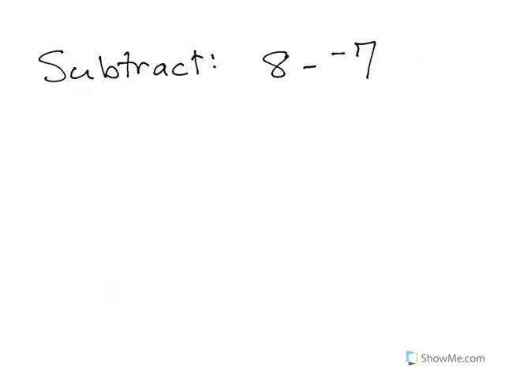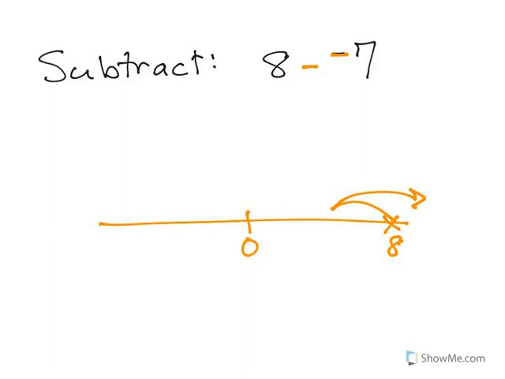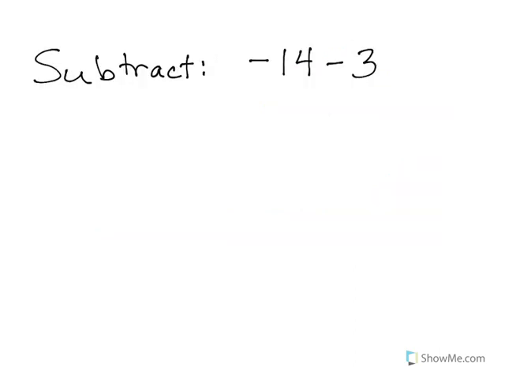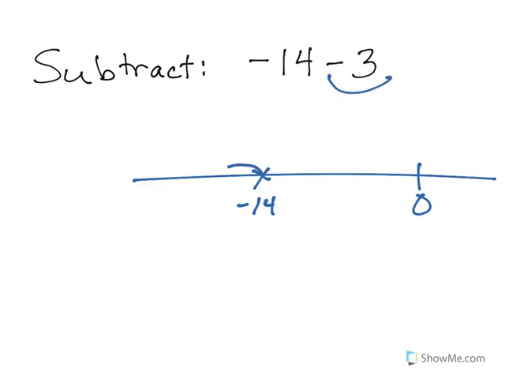So let's subtract 8 minus negative 7. Well, hopefully you say, hey, I have 2 negatives right here. So that means if I'm on a number line, I'm at 8 minus a negative. So I'm really going to add 7. So this is the same as 8 plus 7, which hopefully we all know is 15. Subtract negative 14 minus 3. Okay. So again, if I think number line, here's negative 14, and then I have minus 3. So I'm going left an additional 3 for an answer of negative 17.